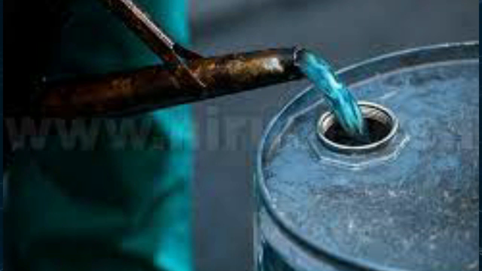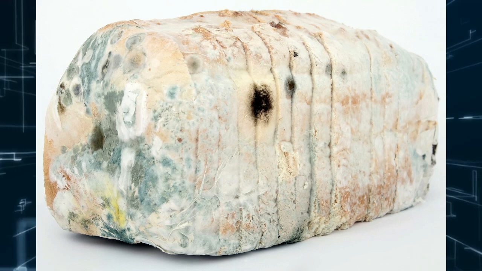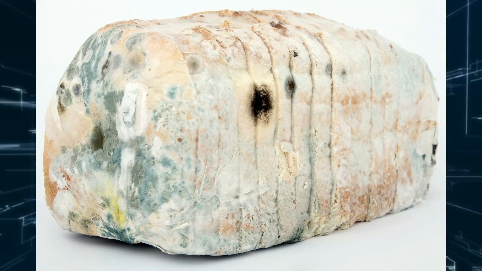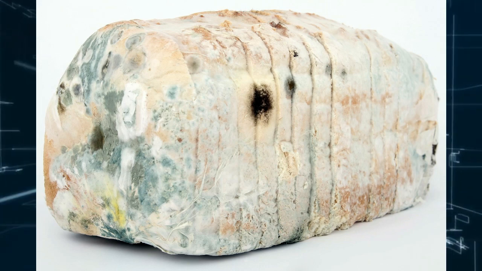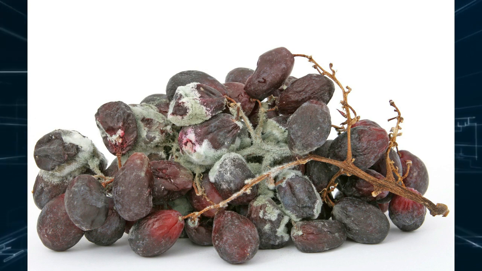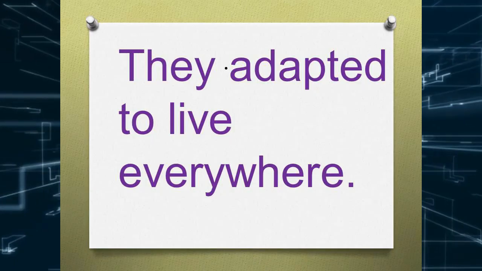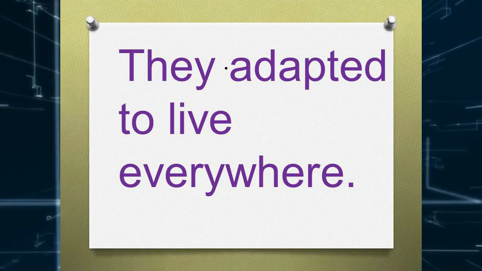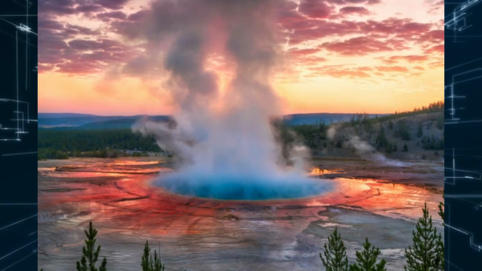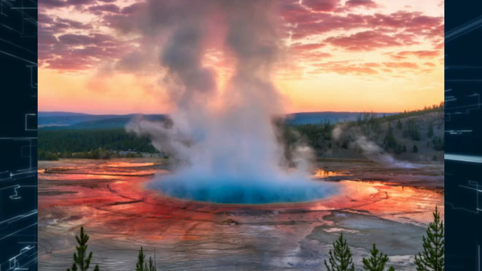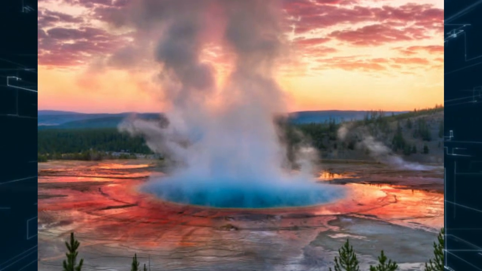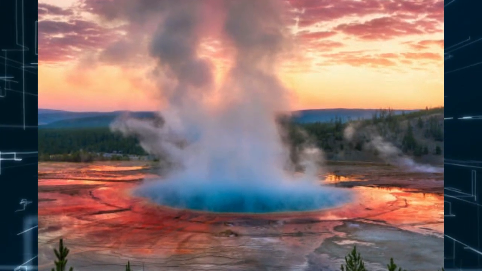I will tell you another example. In rotten food also they are living. Because of the small size of microorganisms, they have the capability to breathe fast. They are adapted to live everywhere, such as in hot springs with high temperature. Such places can be taken as examples.